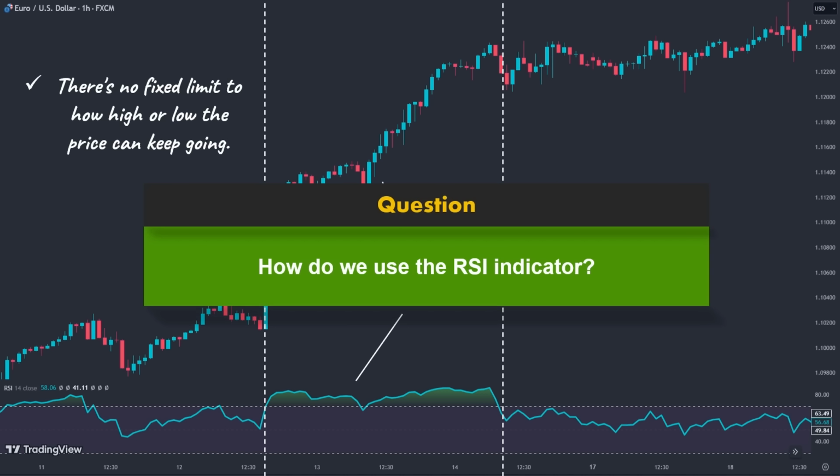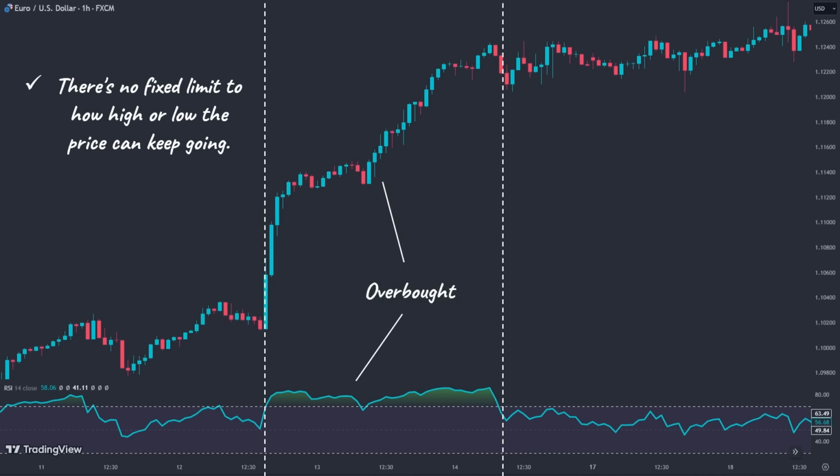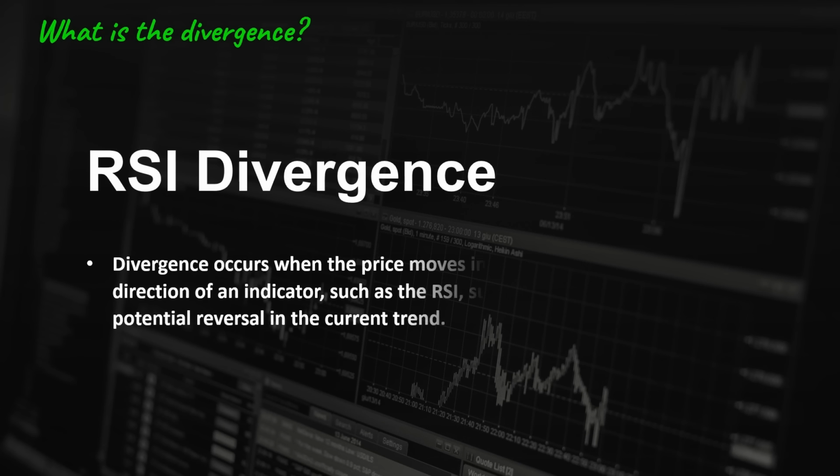So how do we use the RSI indicator? One effective way to use the RSI is by identifying the divergence between price and the indicator, which can signal potential trend reversals. So what is divergence? Divergence occurs when the price moves in the opposite direction of an indicator, such as the RSI, suggesting a potential reversal in the current trend.